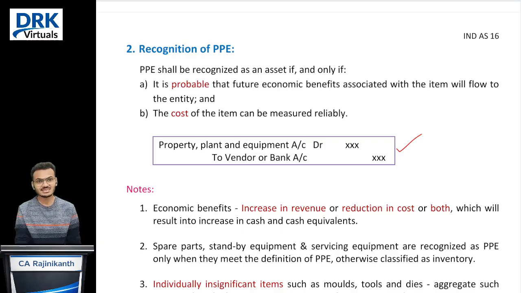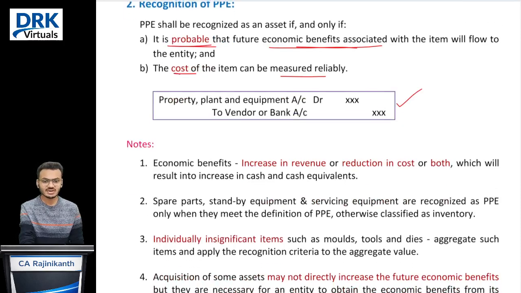So, what is the recognition criteria? It is probable, that means more likely to happen. I can say more than 50% chance that cash flows, economic benefits arising from that particular asset will flow to the entity, and the cost of that asset can be measured reliably. If these two conditions are satisfied, we can say that asset satisfies the recognition criteria. Thereby, we can recognize that asset as property, plant, and equipment.